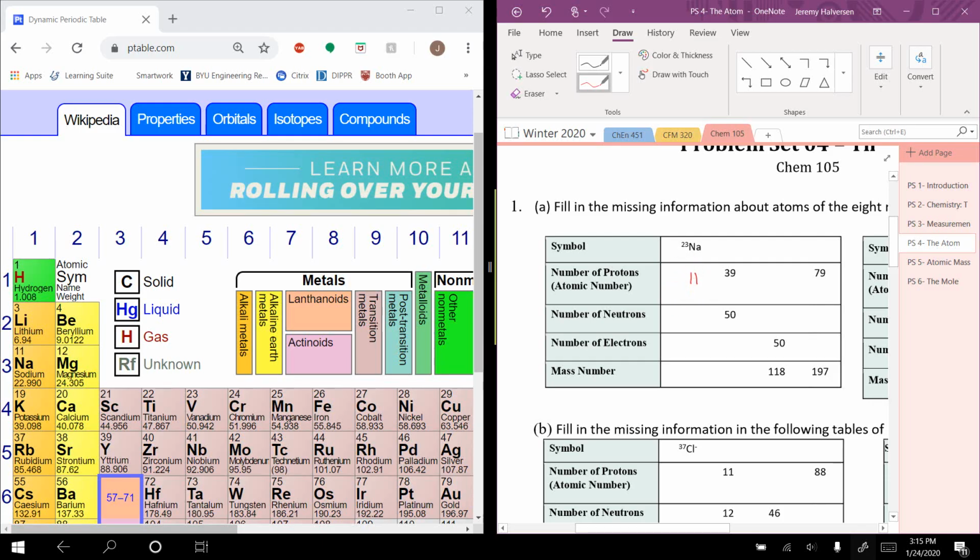Then it asks for the number of neutrons. Well, the mass of 23, sodium's mass could change, but it's always going to be protons plus neutrons. So if we know the protons, then we can find the neutrons. That's 12.